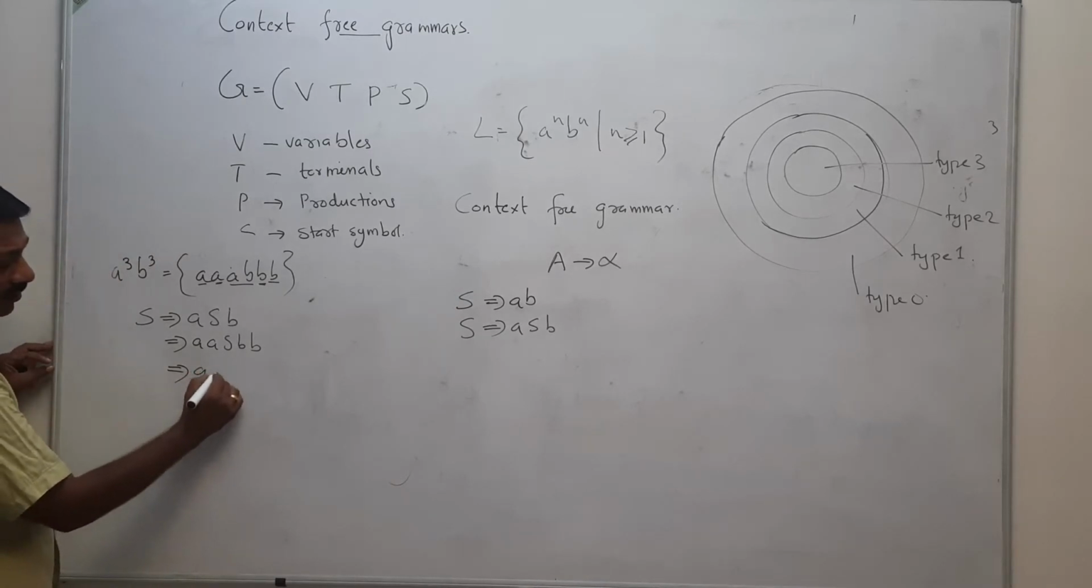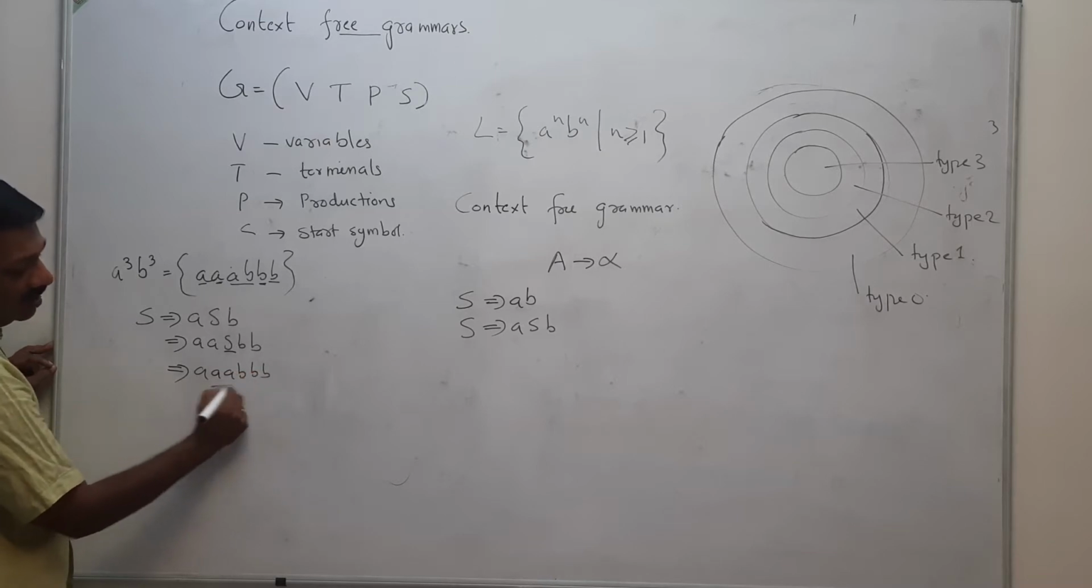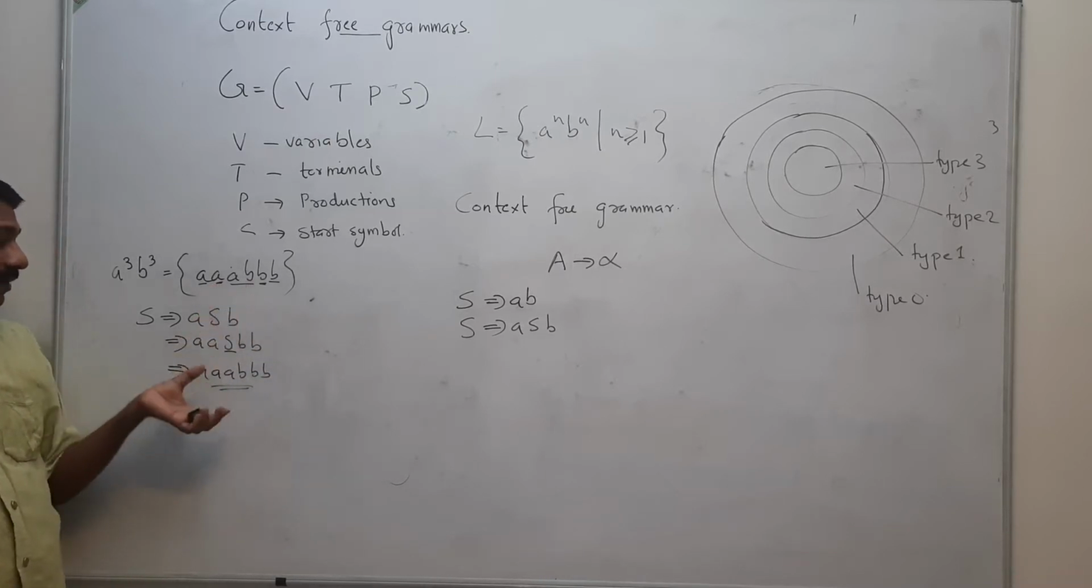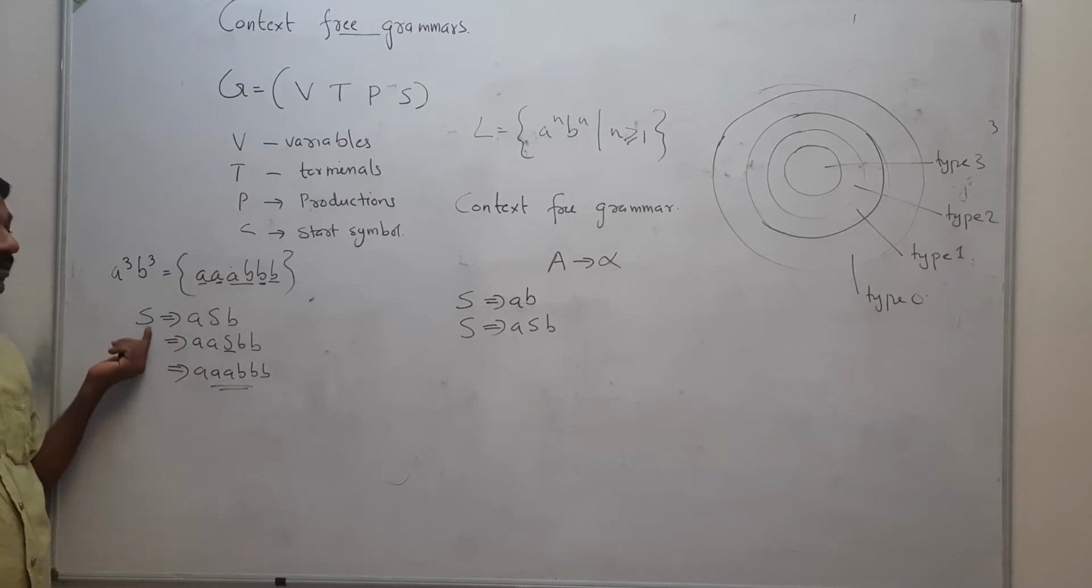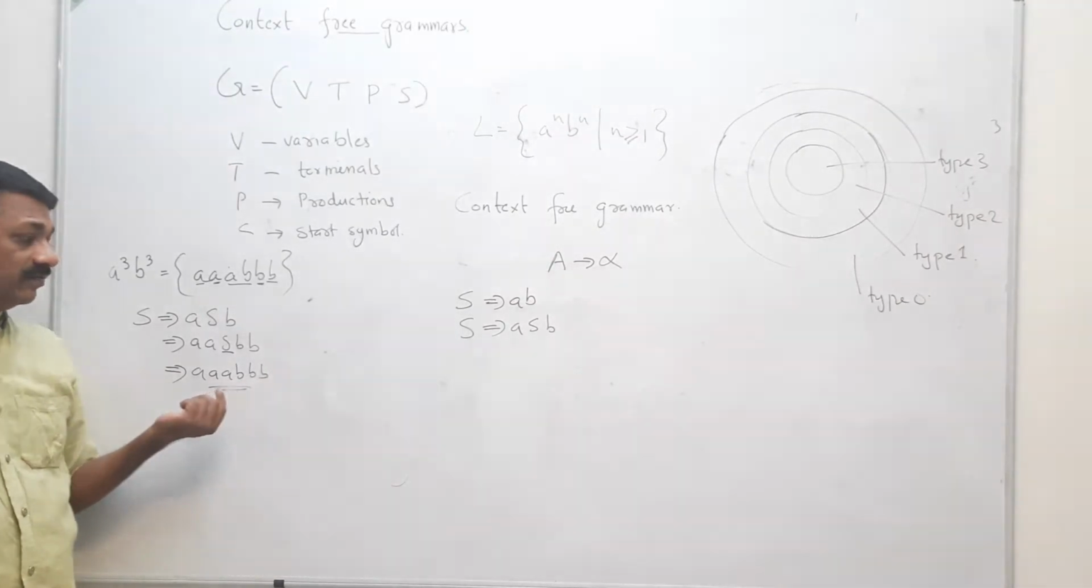Now you have another production, S derives a b. Now you are going to have a, and this is replaced with a b b b. That means this is the final string that we have generated from the start symbol. That means from the start symbol you have generated the string.